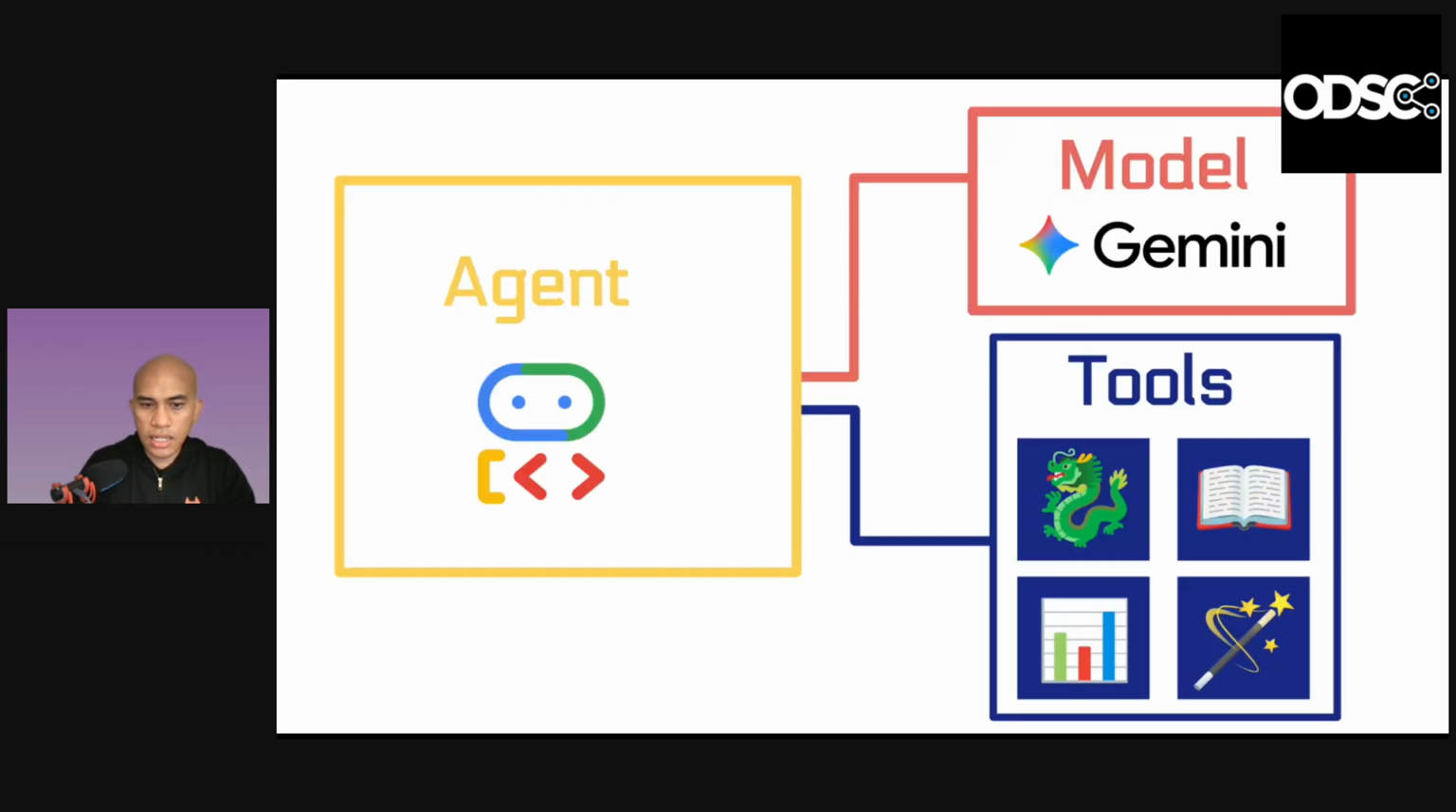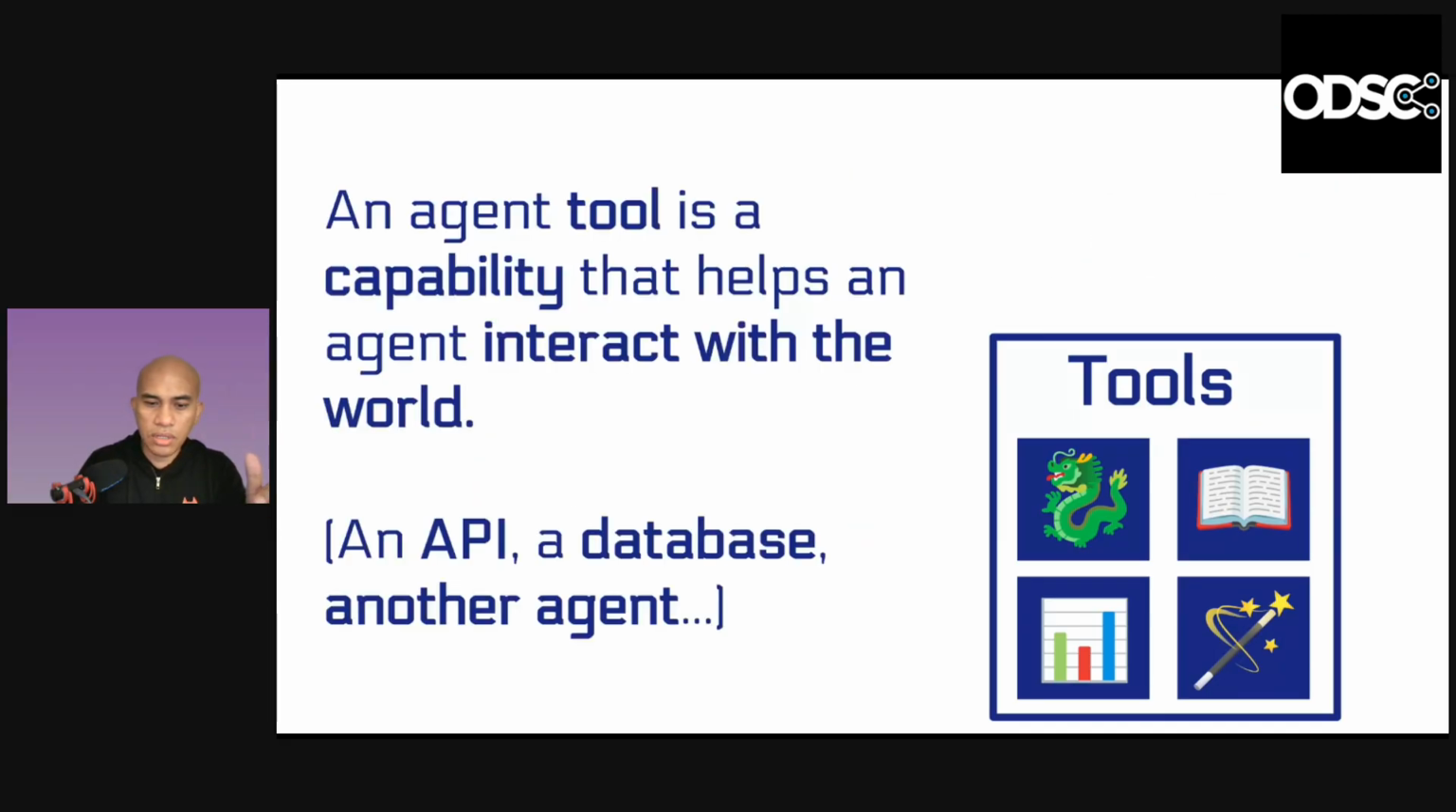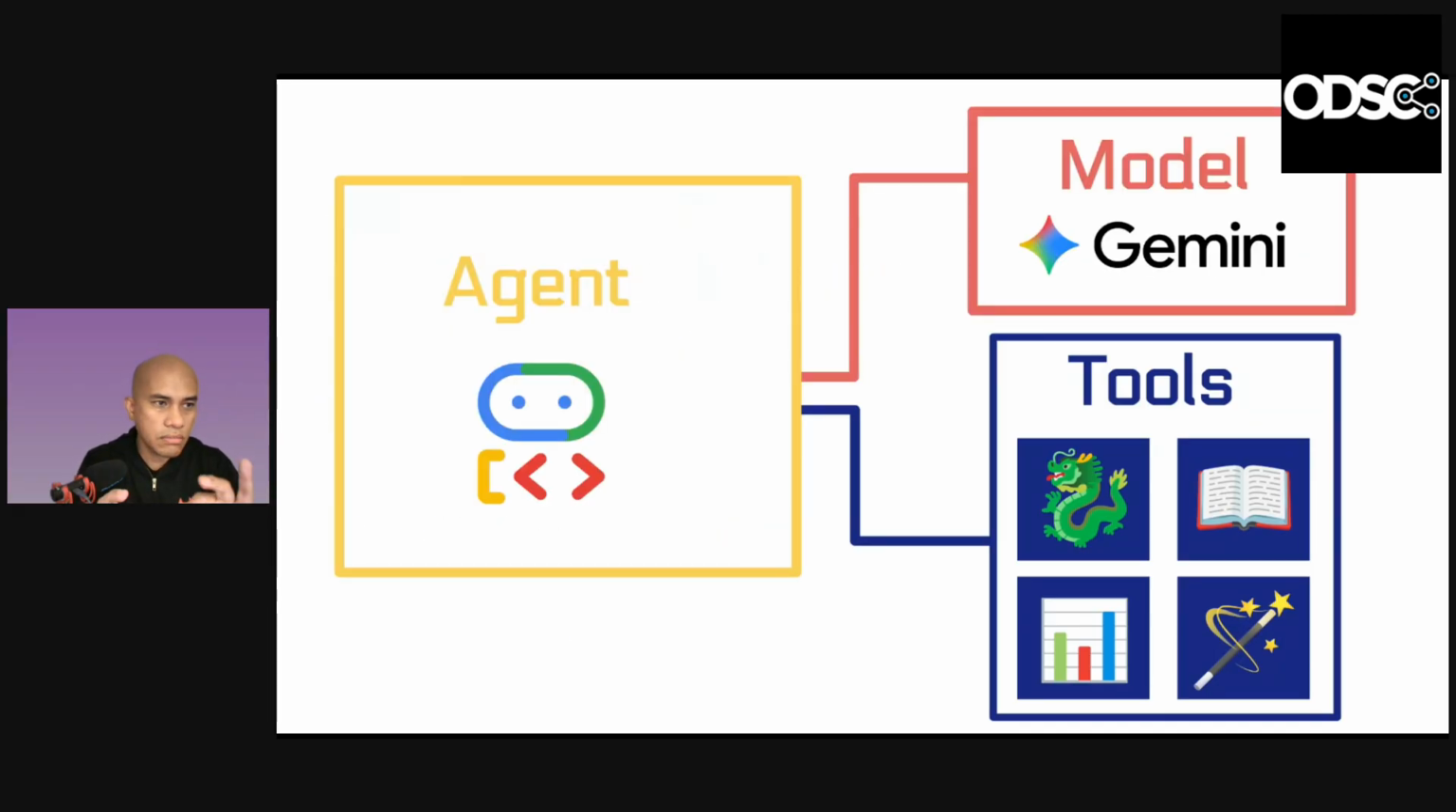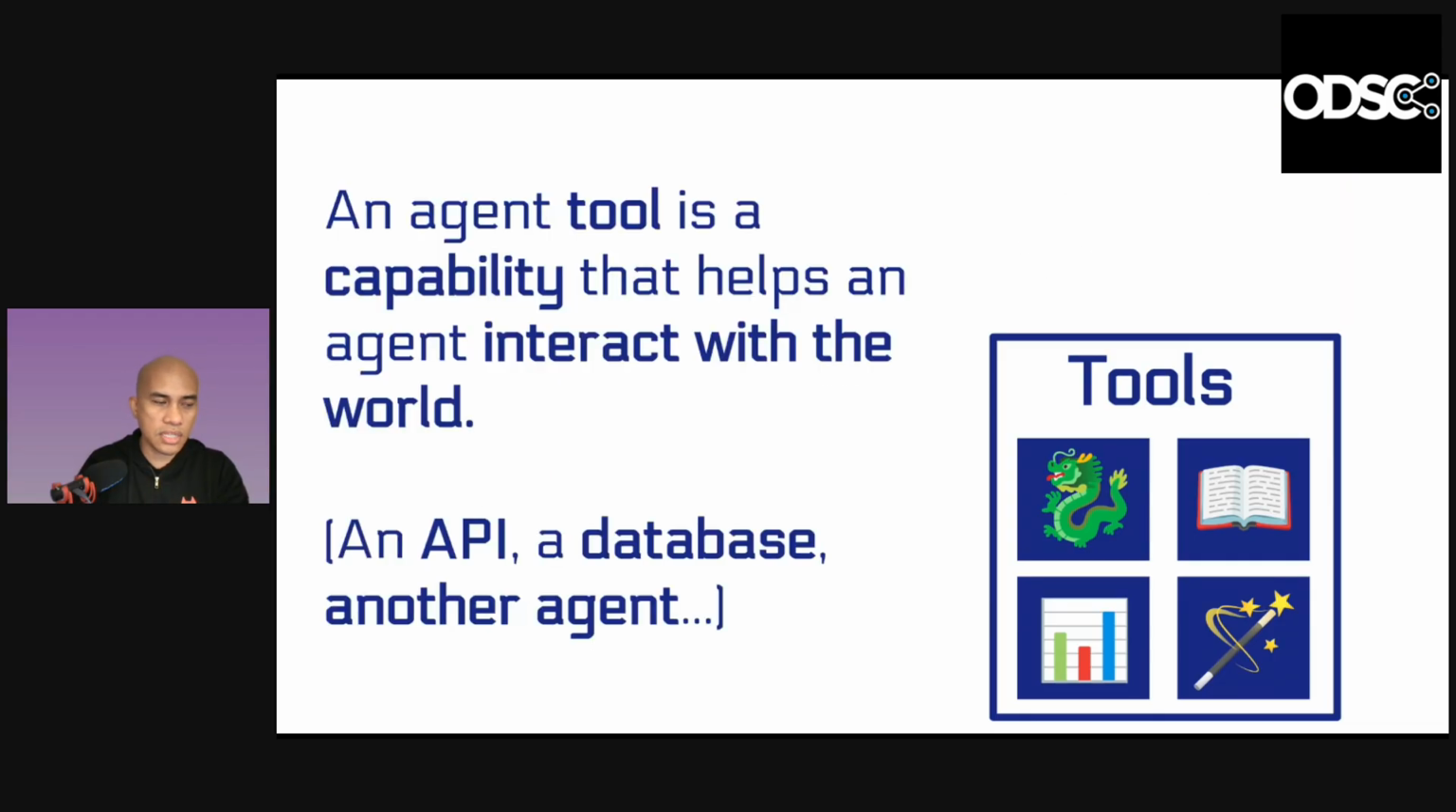Okay, and then the next part would be the tools. Now, these are the tools that make your agent useful. ADK, as I had mentioned, is very flexible, it's very powerful, and it has the ability to connect to other data sources, APIs, and other systems like GitLab to make your agent work.